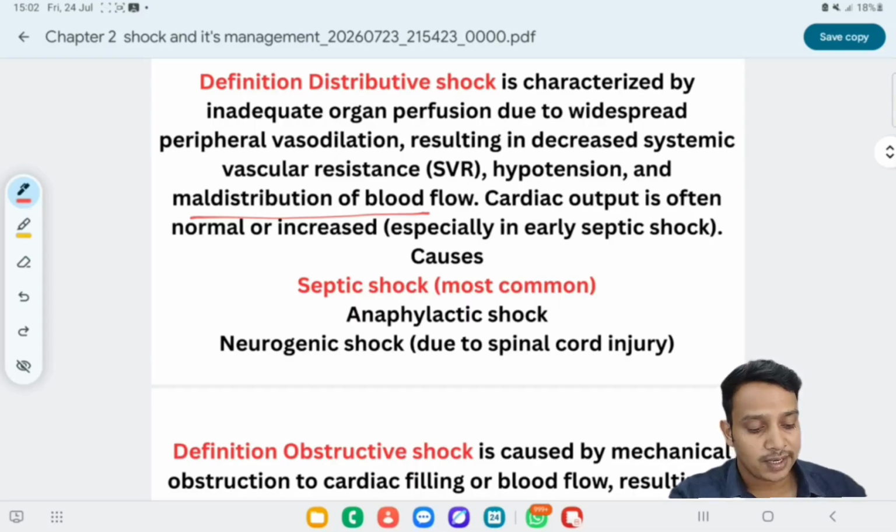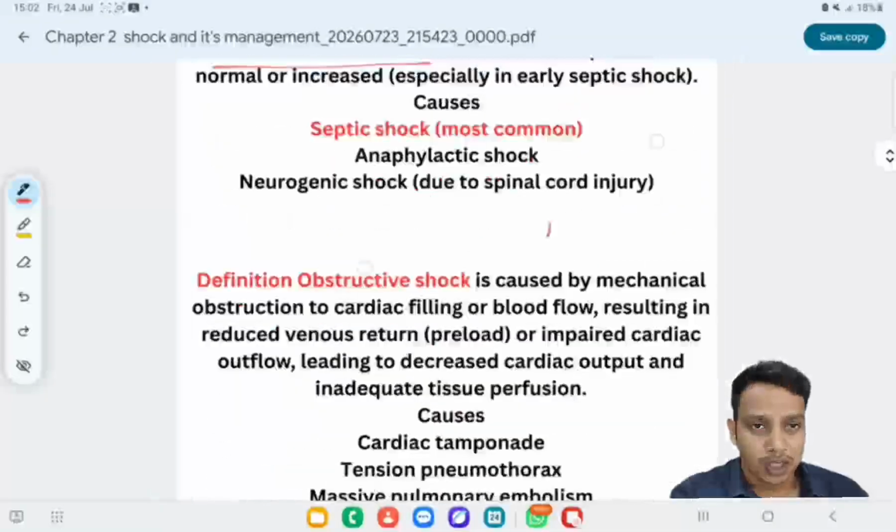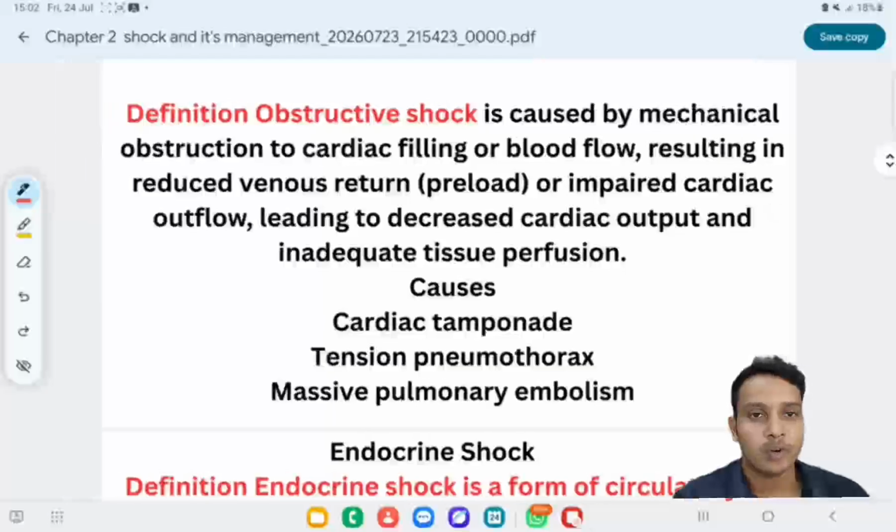Coming to our fourth category, obstructive shock. In obstructive shock the heart is working normally, but there is obstruction to the flow of blood from the heart. It could be an obstruction at the preload or at the afterload. Obstruction at the preload is because of cardiac tamponade or tension pneumothorax, and obstruction at the outflow is because of massive pulmonary embolism at the pulmonary trunk. So this is the type of obstructive shock, with obstruction to either the pre-filling or post-filling of the heart.